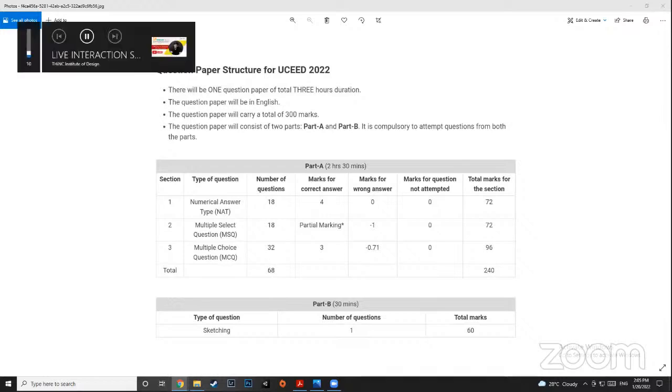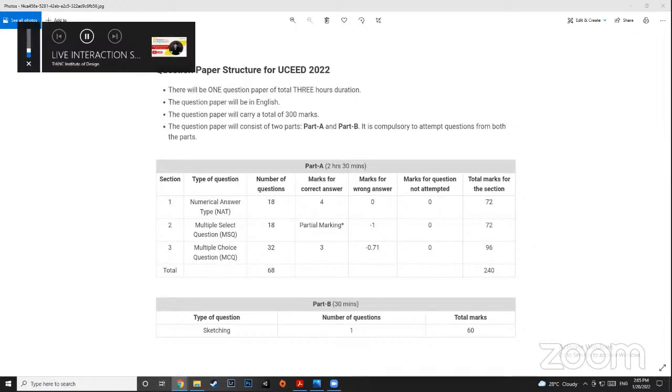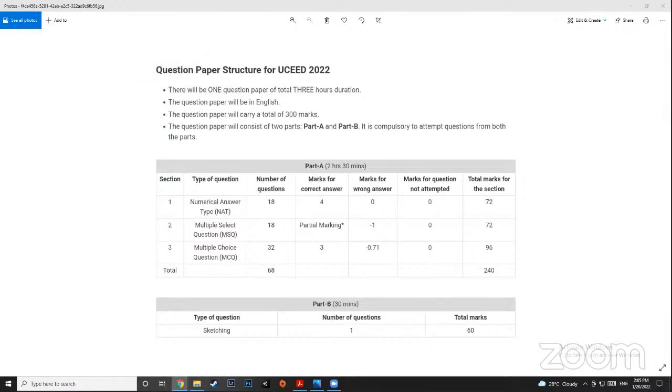Today is the third session that we have been doing for the last week in the lead up to the Uceed exams, which has been scheduled for the 23rd of January, that is the coming Sunday. So as part of that, today we have a discussion on part A. A lot of aspirants were asking us about part A because for the last 2 days we have been doing part B drawing feedback sessions.